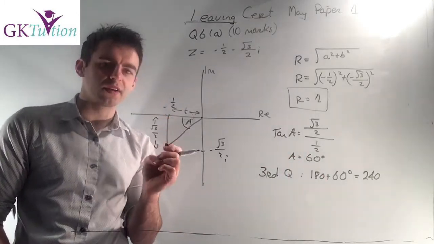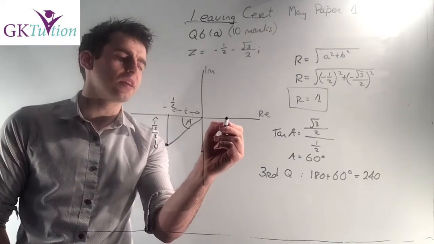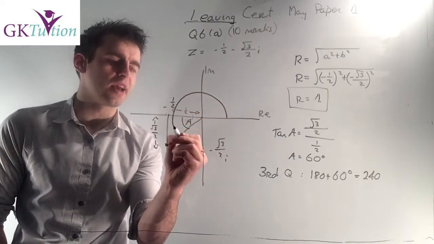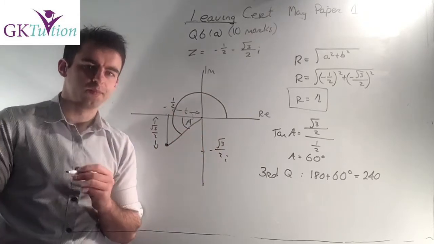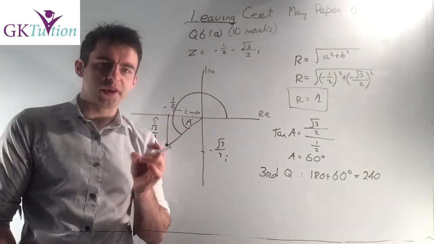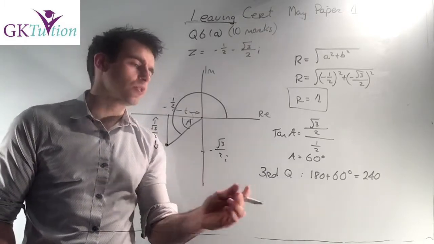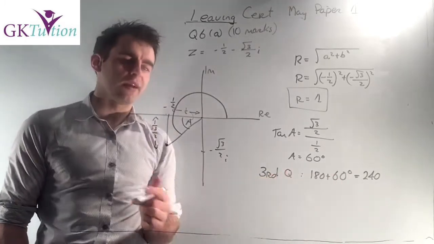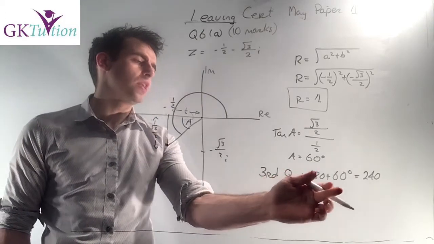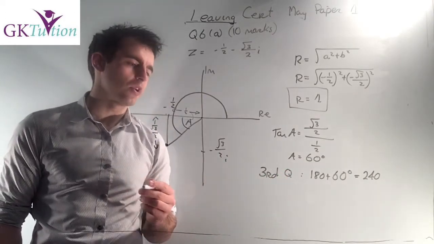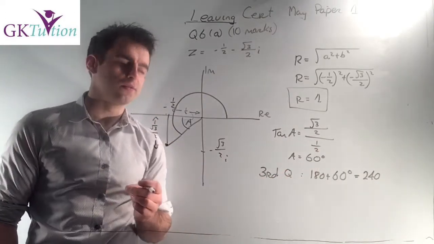But the argument, the angle you're looking for, theta, is the angle that it makes with the positive sense of the x-axis. In other words, this angle. Now you need to think of your trigonometry here, think of your ASTC. In order to get an angle in the third quadrant, it's 180 plus your reference angle. So in this case, 180 plus 60 gives me 240 degrees. So your theta in that case is 240.